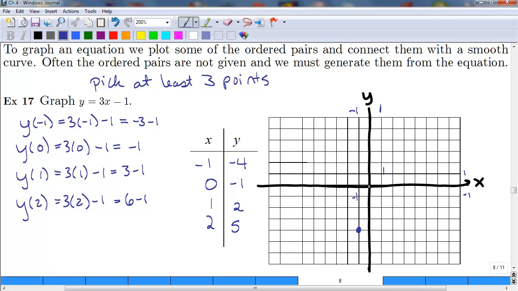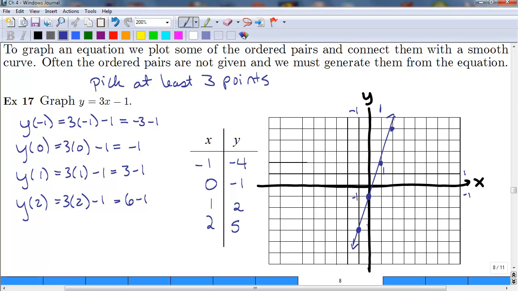And then we have the point 0, -1, so x doesn't move left or right, but the y value is -1, and we plot that point. And then we get the point x equals 1, y equals 2, so that is right there. And the point 2, 5, so we go right 2 and up 5. And if you notice here, these are all on a straight line. So if we connect these dots, we should see that we get a straight line. And so all the points were correct. We're okay there, and we get our graph.